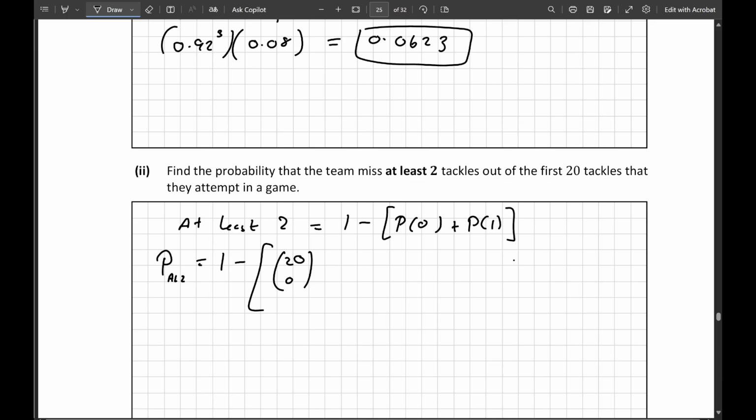That they miss at least 2. Okay, so the probability of missing 0 is the probability that they hit them all. So 0.92 to the power of 20, plus 20 choose 1 times 0.92 to the 19 times 0.08 to the 1.